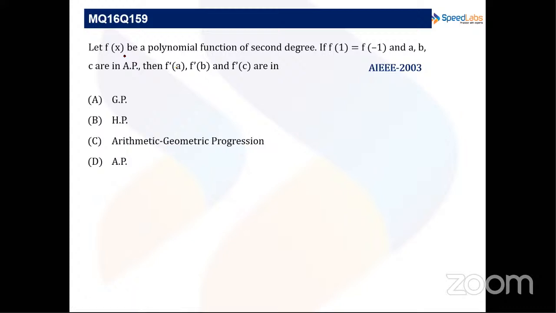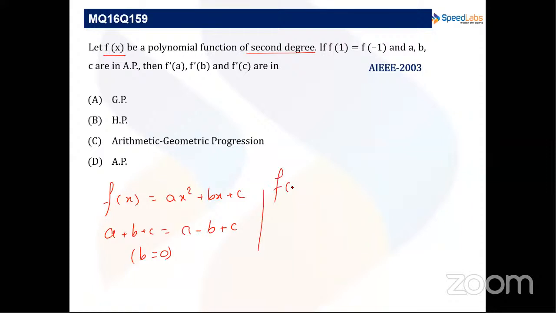Okay, so we are given that f(x) is a polynomial function of second degree. So f(x) will be an equation ax square plus bx plus c. We are also given that f of 1 is equal to f of minus 1, that is a plus b plus c is equal to a minus b plus c. From this, we will be getting b equals to 0. So we are having f(x) equals to ax square plus c.